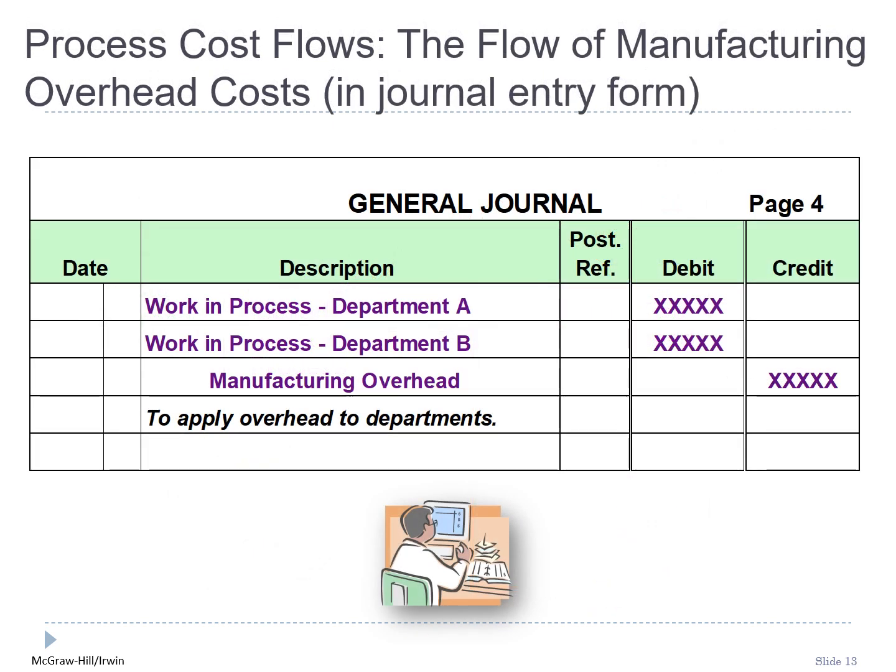So, the journal entry will be debit to work in process Department A, debit to work in process Department B, and credit to manufacturing overhead. Meaning, that's applied overhead, as you can see in the description. For the actual overhead, that will be debit to factory overhead control and credit to various accounts.